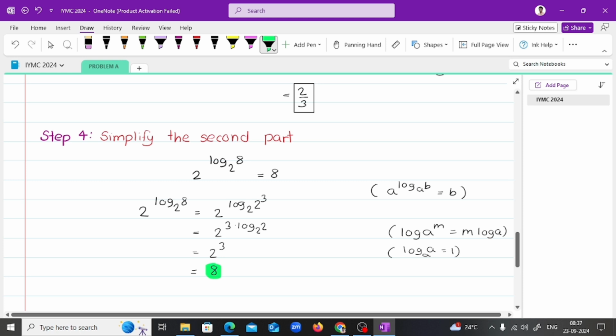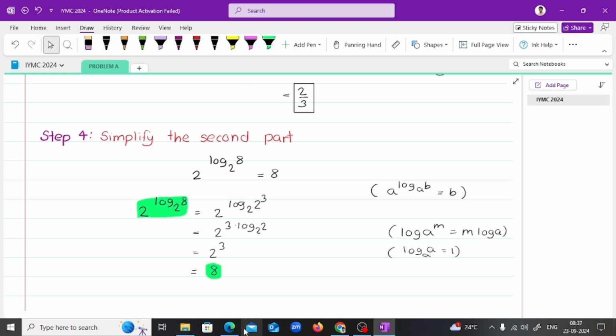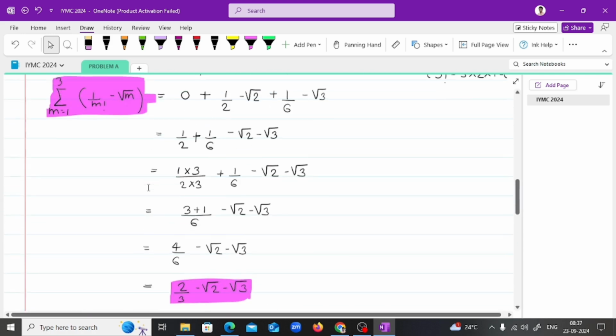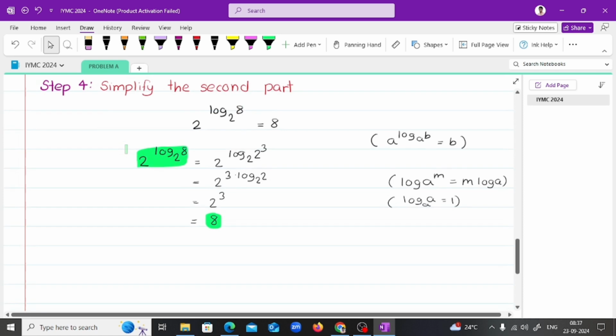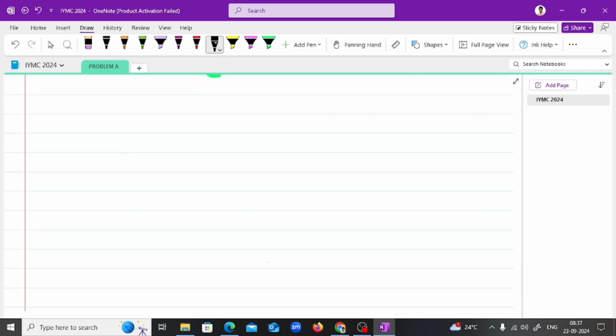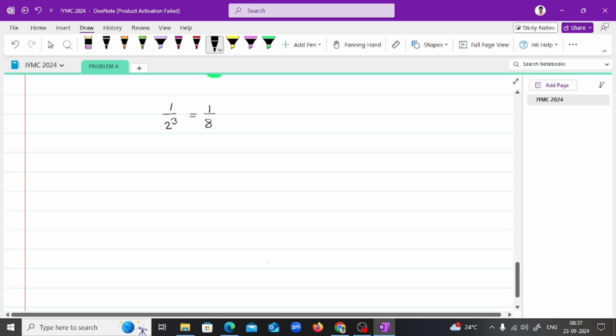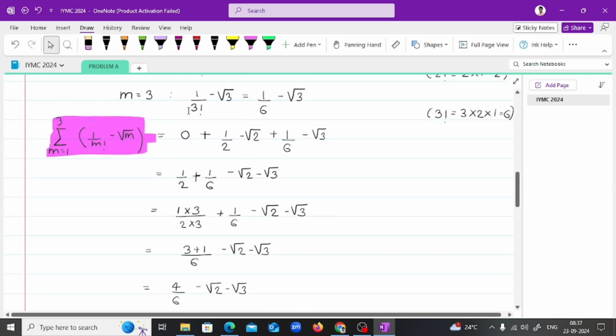So I will highlight this. Now we will find the value of the second term from the second bracket. Okay, so the second term from the second bracket is 1 upon 2 raised to 3. So 1 upon 2 raised to 3 is just 1 upon 8. Okay, so I will highlight this.